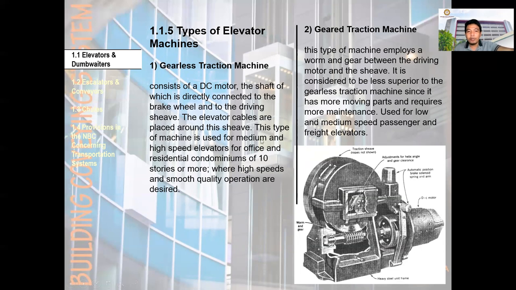This type of machine is used for medium and high speed elevators for office and residential condominiums of 10 stories or more, where high speeds and smooth quality operation are desired.